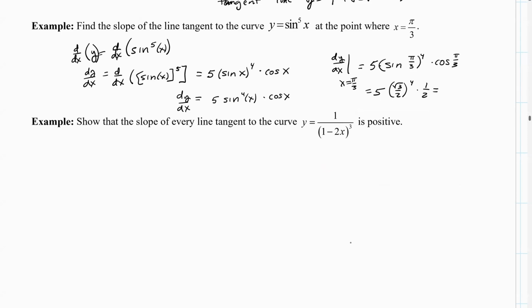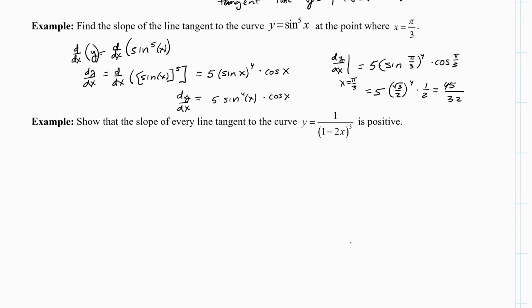So if we do a little bit of cleaning up, it looks like I have 2 to the 5th in the denominator. I think that's 32. And then on the numerator, I got 5 times 9, which is 45. At least that's what I think it is. All right, one more. Okay.